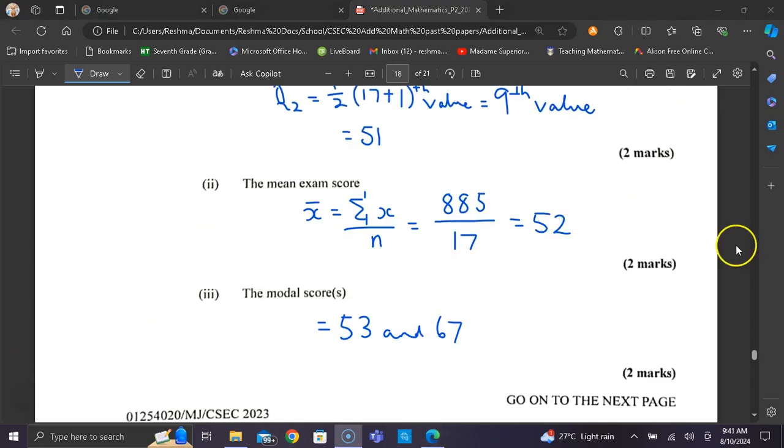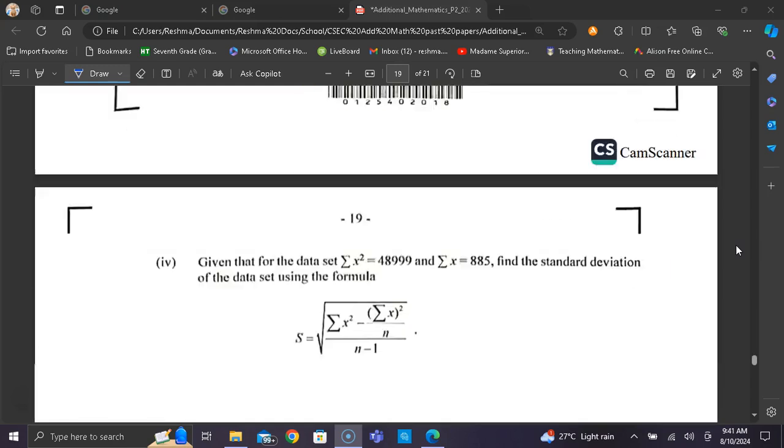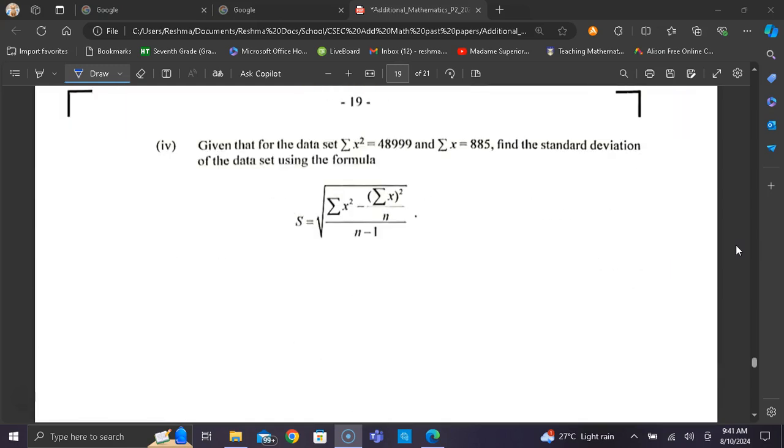Let's go on to part 4, which is the last part of part A of this question. Given that for the data set sigma x squared is 48,999 and sigma x is 885, find the standard deviation of the data set using this formula. The formula they gave you: s is equal to the square root of sigma x squared minus sigma x squared over n, all over n minus 1. It's 4 marks, but of course we have to show all working.